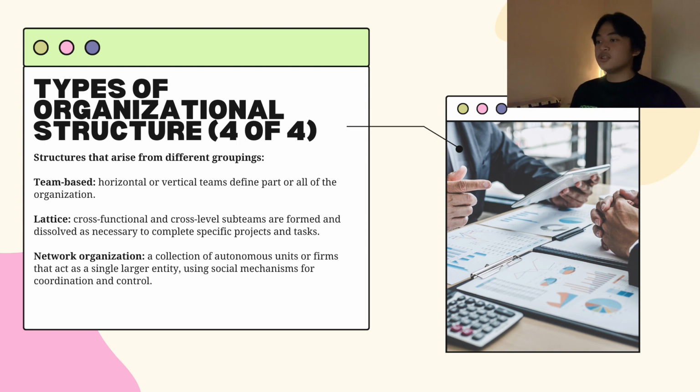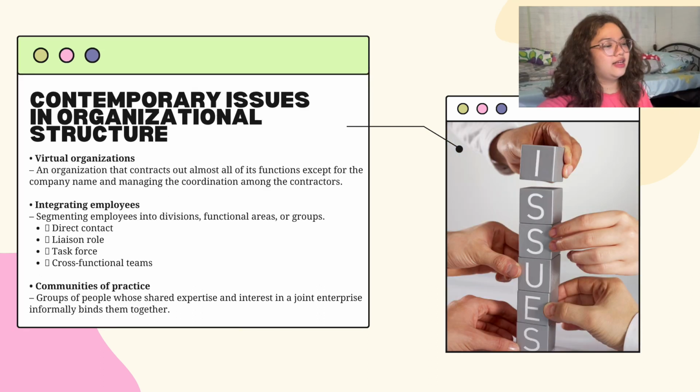Lastly is network structure, a collection of autonomous units or firms that act as a single entity. So, ang example nito is a network of independent consultants who collaborate on projects. So, those 6 structures have their own advantages and are suited for different companies and situations. Ayun yung natutunan ko sa parte na to.